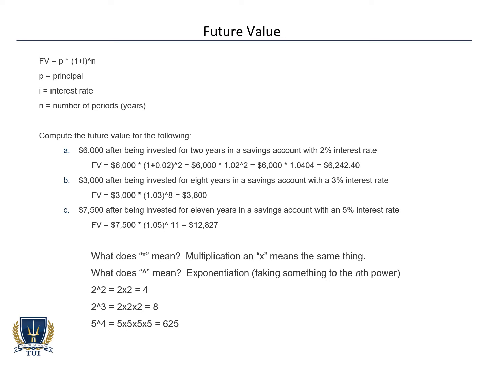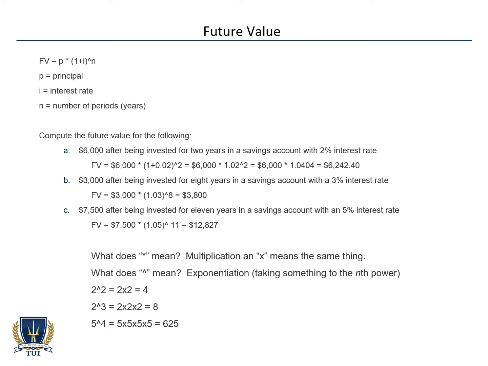Let's take that number and multiply it by itself. So we're taking 1.02 times 1.02. 1.02 squared is 1.02 times 1.02. That equals 1.0404. That times 6,000 is 6,242.4. So we get the answer by taking 1 plus the interest rate times 1 plus the interest rate times 6,000, which gets us to 6,242.